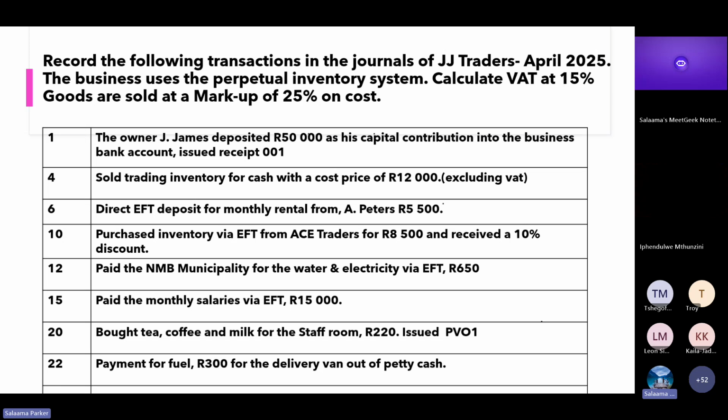Well done. Okay, remember sold. You are selling. So it's CBR, cash book receipts. Also, right. Thank you, Keegan. Well done. Then you have a direct EFT deposit. So the minute you see it's a deposit for the monthly rental, you are receiving money, so that will also go into the cash book receipts, CBR.